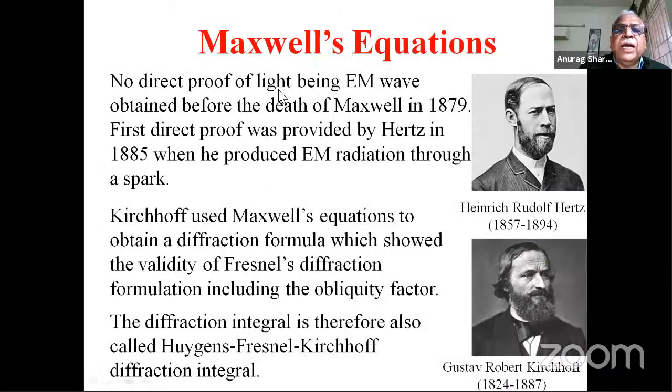No direct proof of light being an electromagnetic wave was obtained before the death of Maxwell in 1879. The first direct proof was provided by Heinrich Hertz in 1885 when he produced electromagnetic radiation through a spark. Of course, that was not light; it was megahertz radio waves, but nevertheless, the waves were produced.